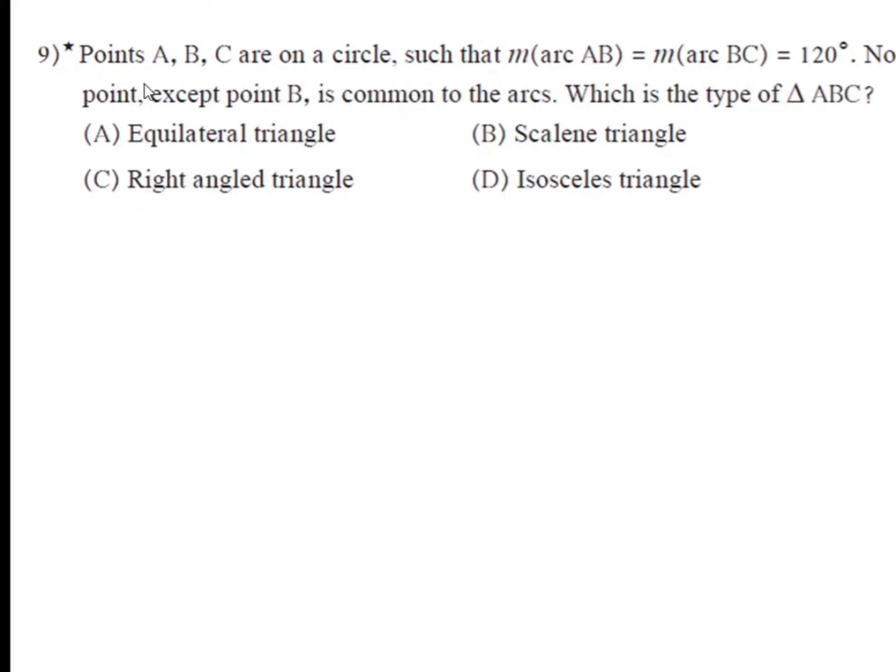Another question is there. Points A, B, C are on a circle such that measure of arc AB is equal to measure arc BC is equal to 120 degree. No point except B is common to the arcs. Then which is the type of triangle ABC? Is it equilateral triangle, or a scalene triangle, or a right angle triangle, or isosceles triangle?